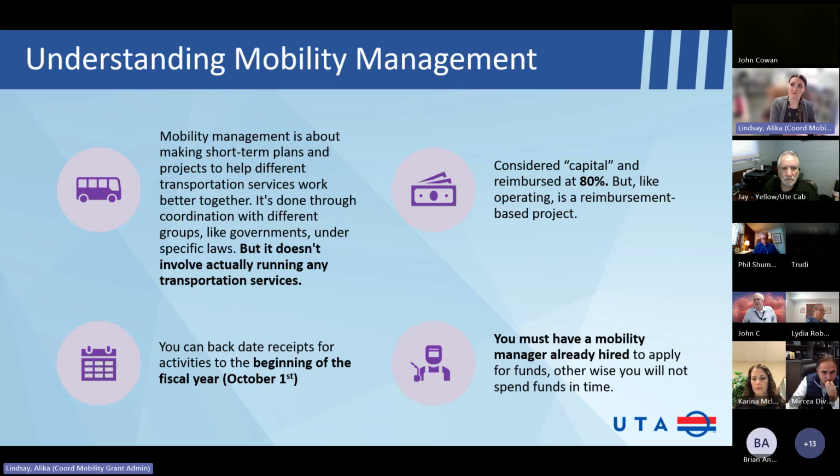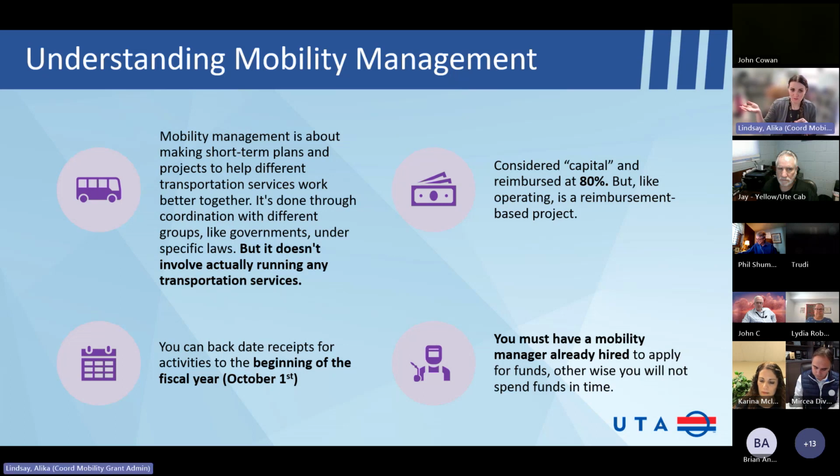A mobility manager does more regional coordination of different transportation programs. Okay, so they're not a fleet manager. I just wanted to clear that up. If you're asking for a fleet manager salary, that is operating expenses, and that's 50%, not 80%. Okay. Mobility management is a unique project. And we typically have a mobility manager in each region or UZA that works with all the transportation agencies in that region, okay? So it's not like your agency's fleet manager.